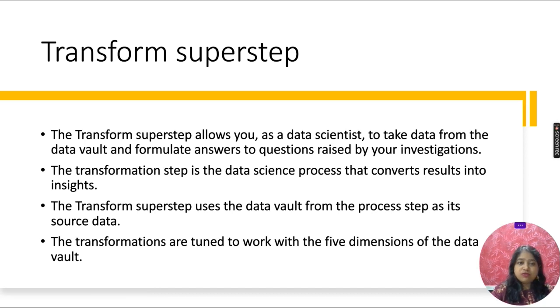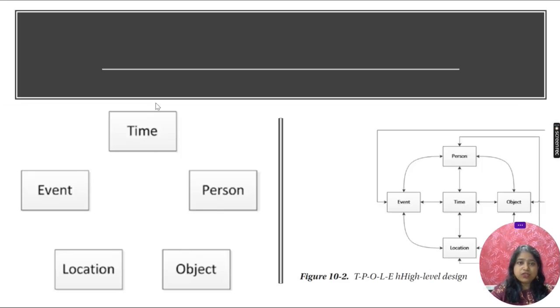A Transform Superstep allows us as data scientists to take data from the data vault and formulate answers to questions raised by the investigation. The Transform Superstep is the data science process that converts results into insights. It forms the process step as its source data, and it works for 5 different dimensions of the data vault. So the 5 dimensions are time, person, object, location, and event.